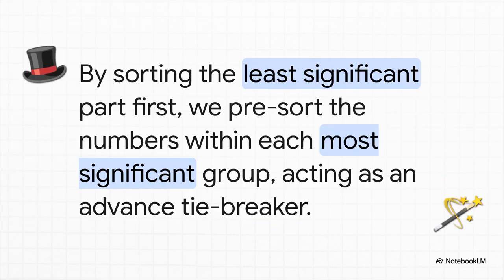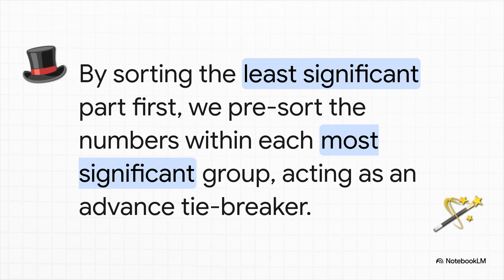So why on earth does this work? Well, that first pass, where we sorted by the ones place, it's like we set up a tiebreaker in advance. So when we get to the second pass and sort by the tens place, all the numbers that start with a 1, like 12 and 19, they get thrown into the 1 bucket.